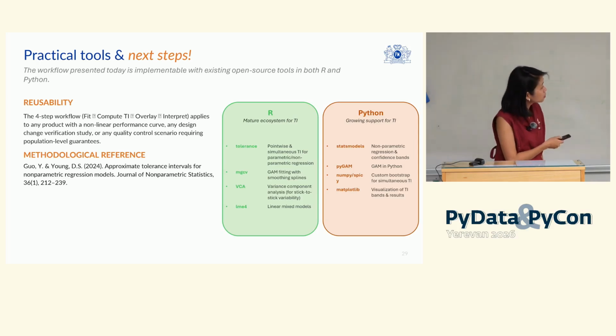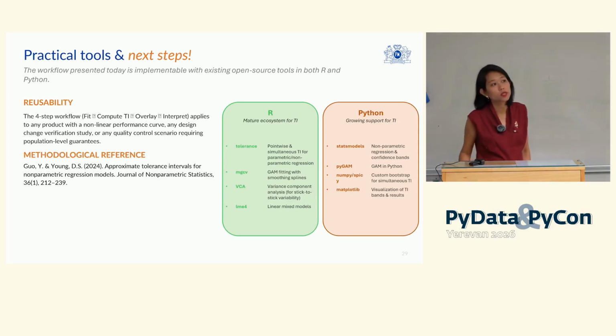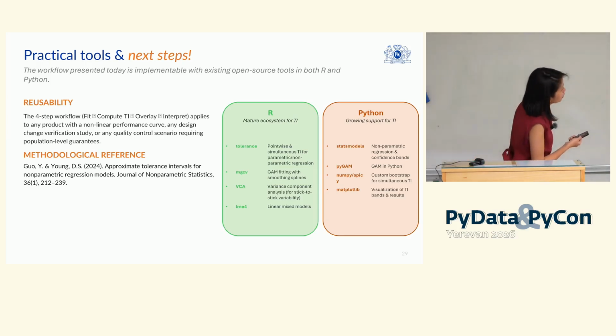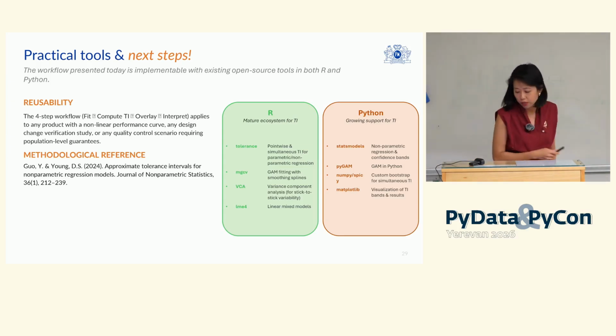I also tried to find the similarities in Python. What I saw is that it has growing support for statistical models, including the tolerance interval. So I found that you can run the same with statsmodels, where you can use it for non-parametric regression and also to get the confidence bands easily. You also nicely have GAM models in Python, so you can do this using the PyGAM function, and then NumPy or SciPy, with which you can do the custom bootstrap for the simultaneous tolerance interval, and then of course the graphical or visualization part.